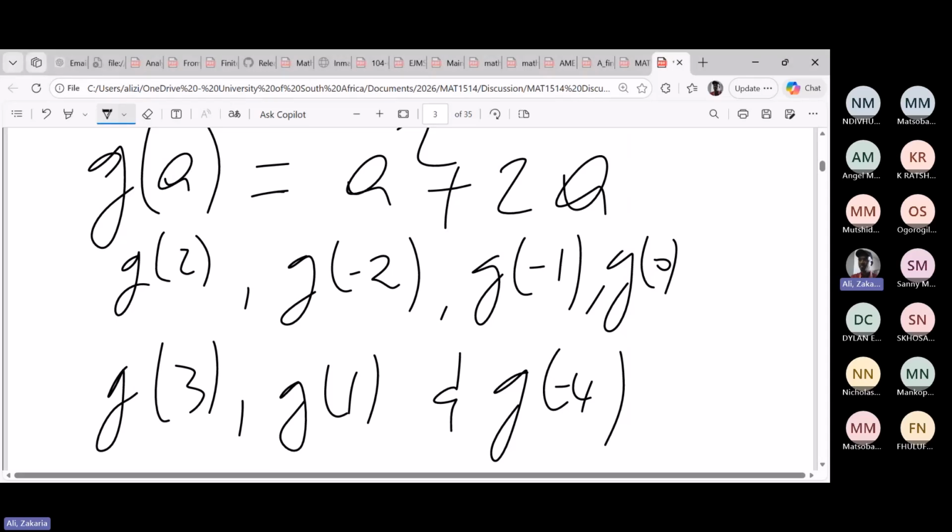If you evaluate, if you try to compute g of 2 until g of -4, you'll find that you get different numbers. They can be positive, they can be negative, they can even be zero, and those numbers belong to the set of real numbers. So you can pop in any number, and the output will also be a number. So that means the range is the set of all real numbers, and the domain is also the set of all real numbers in those instances.